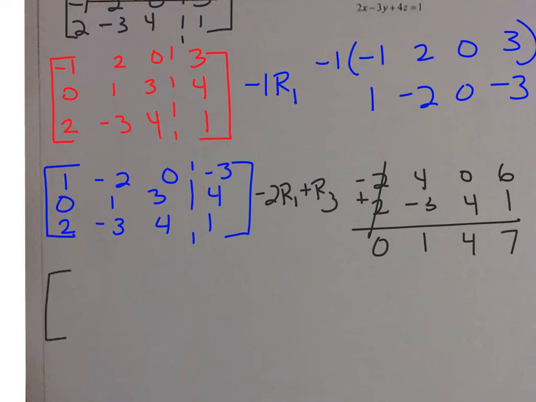So row 1 stayed the same: 1, negative 2, 0, negative 3. Row 2 stayed the same: 0, 1, 3, 4. And now row 3 is 0, 1, 4, 7. So you could see I was actually starting to put this in row echelon form, right? I had a 1 in my first position, a 0 underneath it, and then another 1. I had a 0 here, and I was starting to put it into row echelon form.